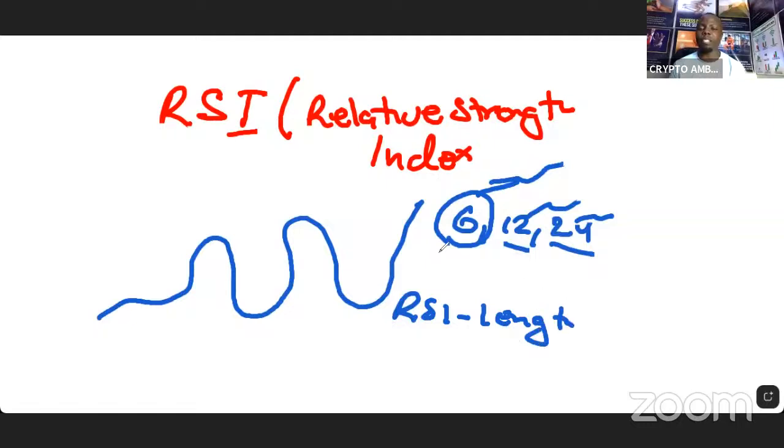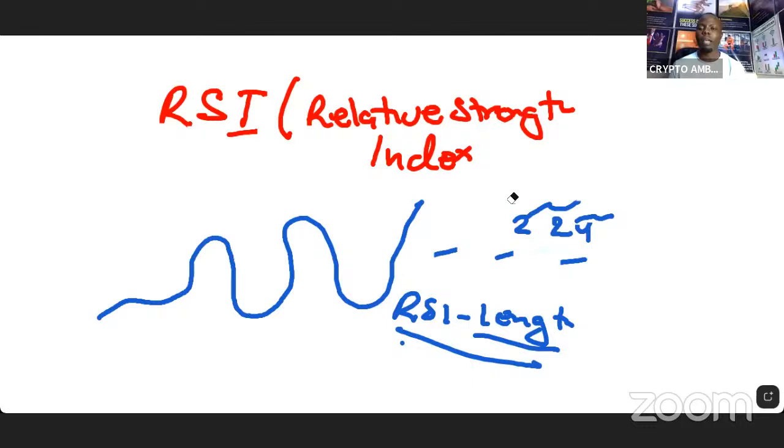The length of the RSI. Do you want it to be faster? Do you want it to be moderate? Do you want it to be slow? So you, the user, can say, I want my RSI to be faster, so you choose a length of 6. I want my RSI to be moderate, you choose a length of 12. I want my RSI to be slow, you use a length of 24. That's what we mean by RSI length.